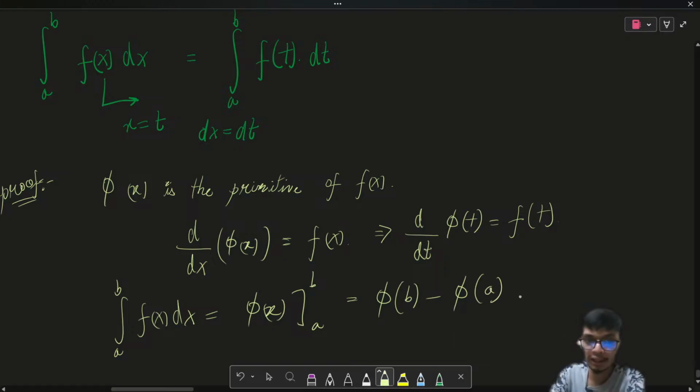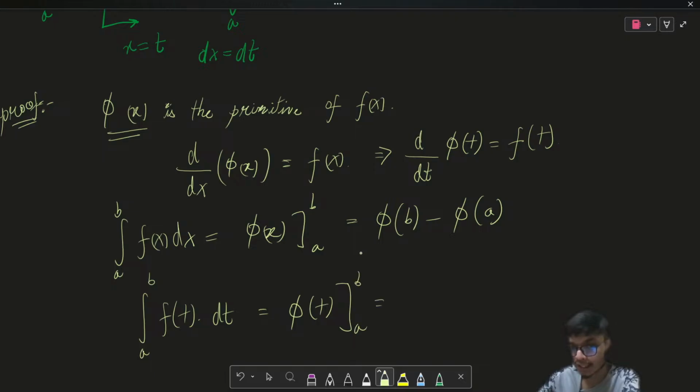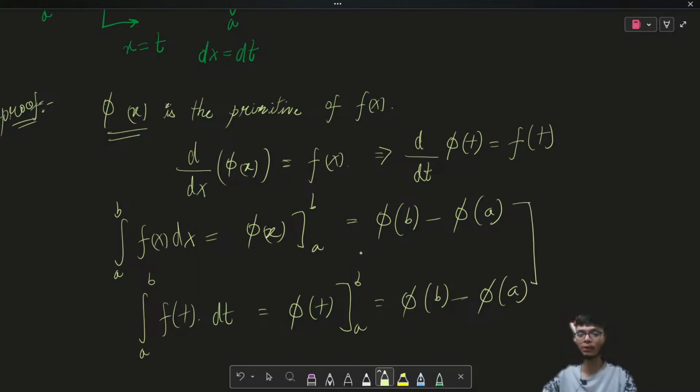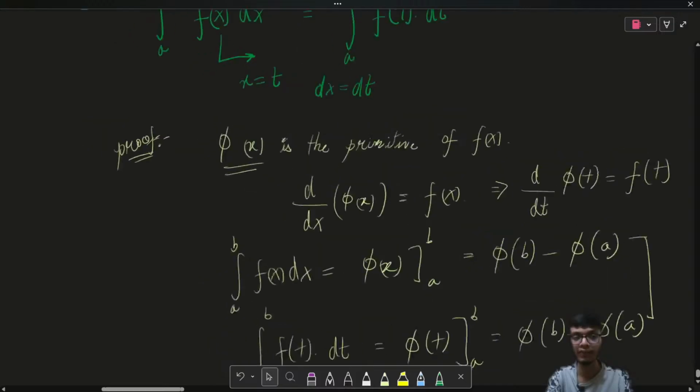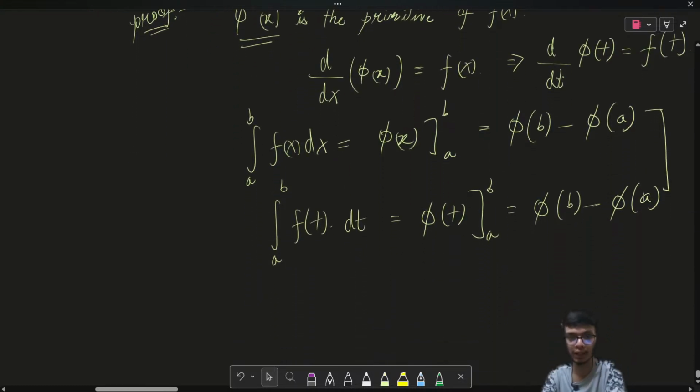Now similarly, for the other one, since phi of x is a primitive, for a to b, if I take f of t dt, then it can be given as phi of t for the limit a to b, which is again equal to phi of b minus phi of a. So these two results are equal, and therefore I can say that if I change the variable of the function, like x equals t, the integral is the same. I hope this is clear to all of you. Is the property clear to all of you, right? Okay, so this is the very first and interesting basic property of definite integral.